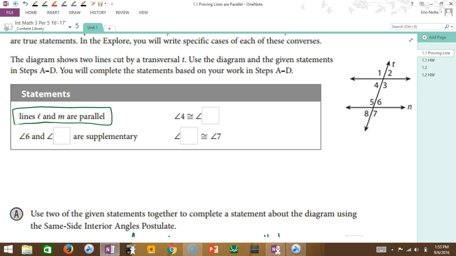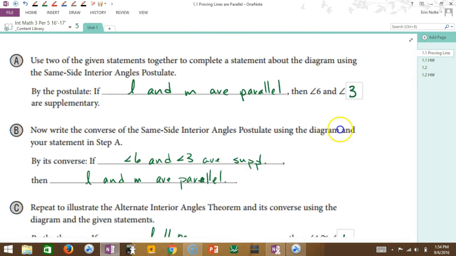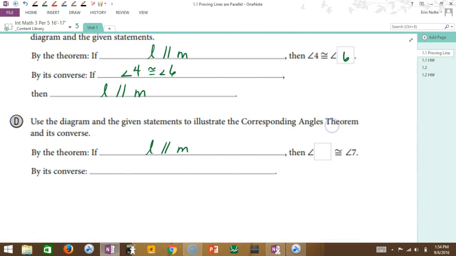What does corresponding mean? It's on the same side, but it's not inside together. Like if I said, what's corresponding to 5, what would you say? 1. Do you see the relationship? One's outside, one's inside, but they're corresponding. Oh, I see, okay.